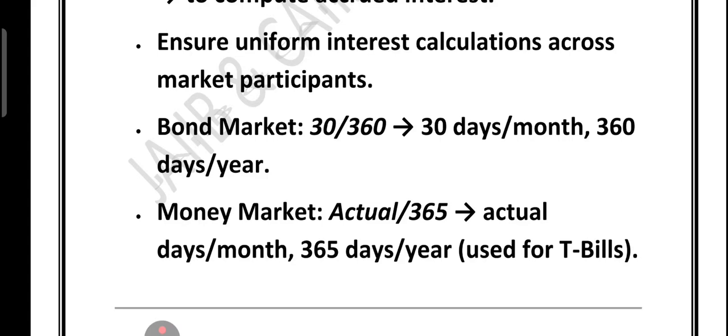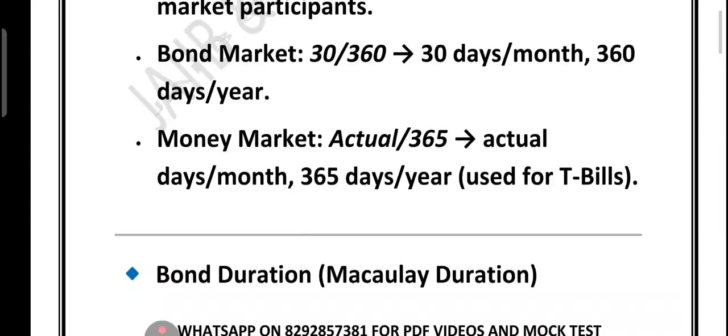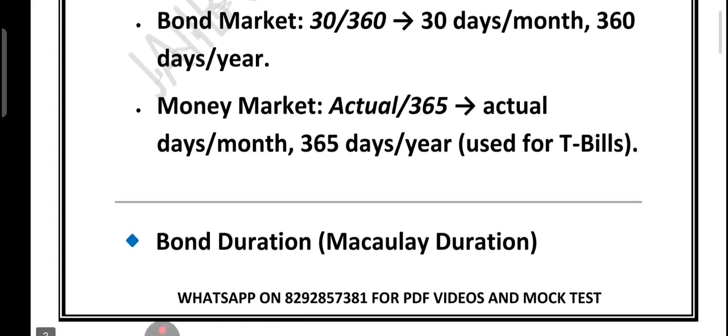which assumes that every month has 30 days and every year has 360 days. But in the money market, we use actual/365, which means we take the actual number of days in a month and assume 365 days in a year. This method is usually applied for instruments like treasury bills. In short, it's about setting common ground for how we count days while calculating interest.